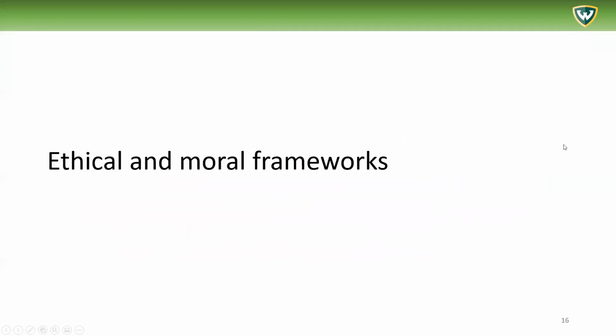dilemma. Next, we'll talk about ethical and moral frameworks.